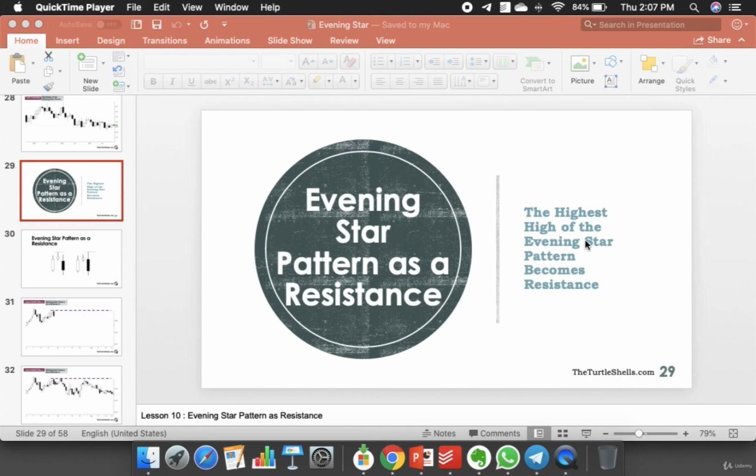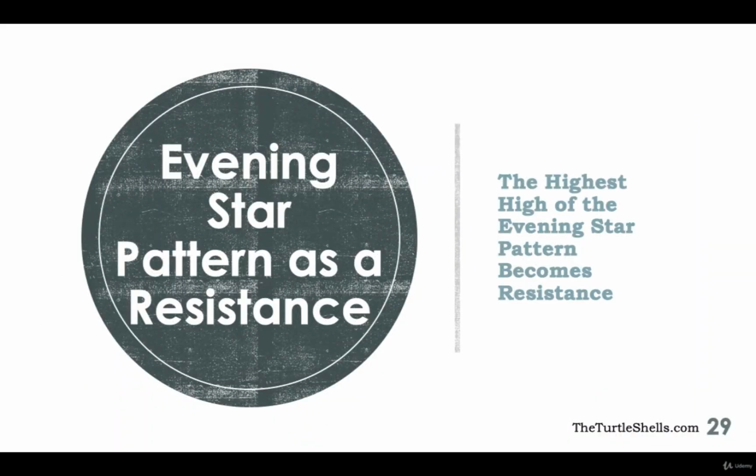Now let us have a look at the evening star pattern as a resistance. We have looked at these kind of examples before multiple times when we studied other bearish patterns. So the highest high of the evening star pattern becomes resistance.